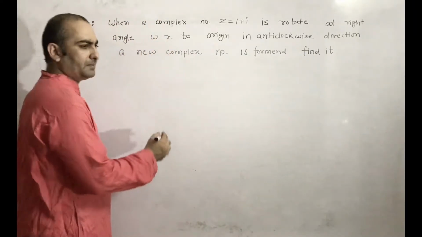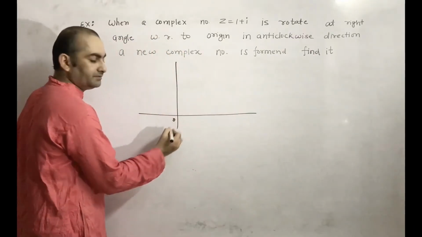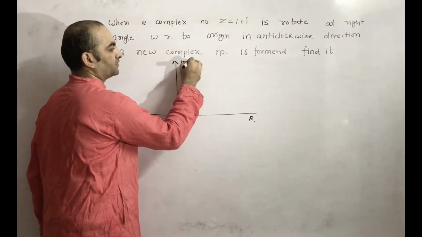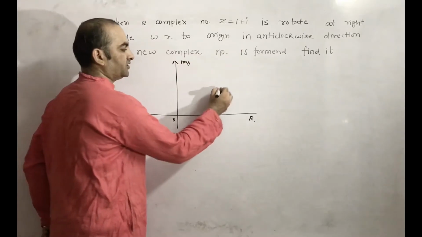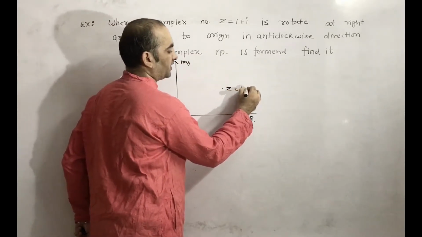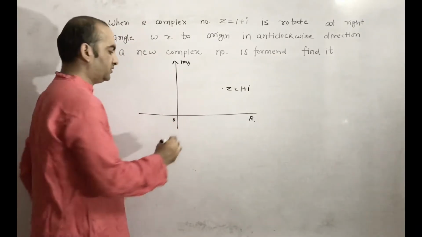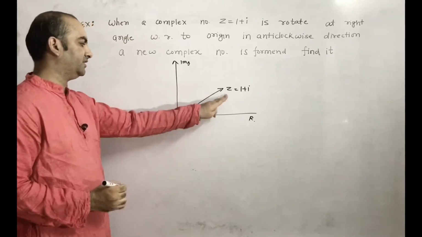So we have a complex plane. This one is the origin, this one is the real axis, this one is the imaginary axis. A complex number z is what? 1 plus i. So this is the complex number z, z equal to 1 plus i. Now if you join the origin and this complex number z, you'll get this ray. This is the directed line segment joining z and 0.